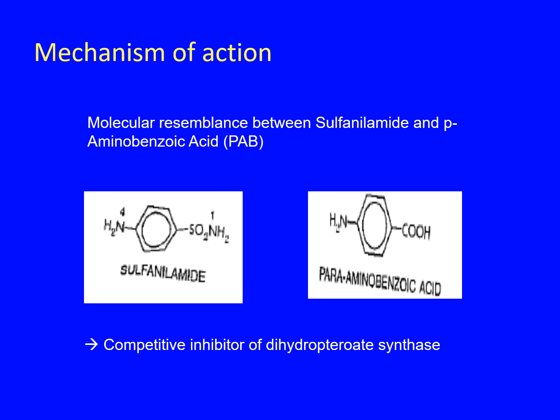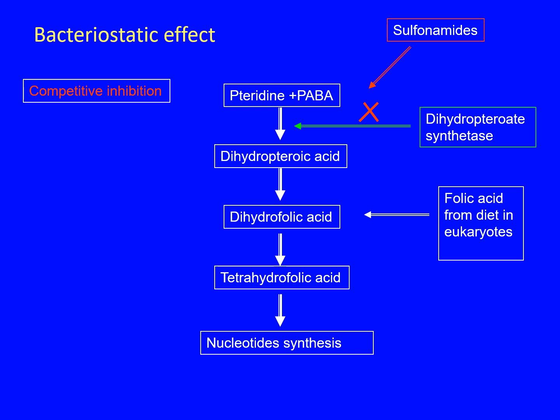The mechanism is a competitive inhibition of the enzyme dihydropteroate synthase. The competition is with para-aminobenzoic acid. So we have pteridine and para-aminobenzoic acid, and with the enzyme dihydropteroate synthase, you end up with dihydropteroic acid, ultimately with nucleotide synthesis. So as you can see here on the right, sulfonamides compete with para-aminobenzoic acid on the enzyme dihydropteroate synthase, and hence this pathway is stopped. The beautiful thing about this is selective toxicity that we talked about earlier this morning.